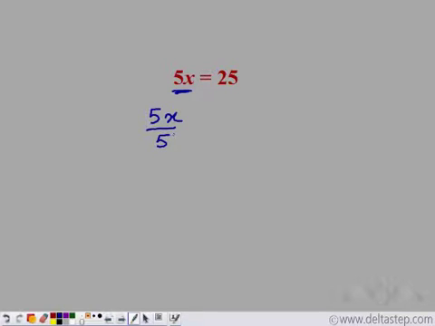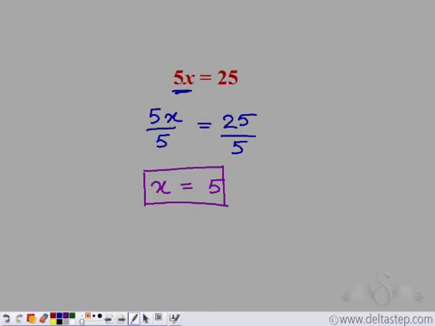5x divided by 5. Now, whatever you do to one side, you must do to the other side. So, we need to divide the right hand side by 5 as well. So, we have divided both the sides of the equation by 5. Now, 5x by 5 gives us x, and 25 by 5 gives us 5. So, x is equal to 5 is a solution of this equation. That is, this equation holds true when x is equal to 5. You can put this value of x in this equation and verify your answer.